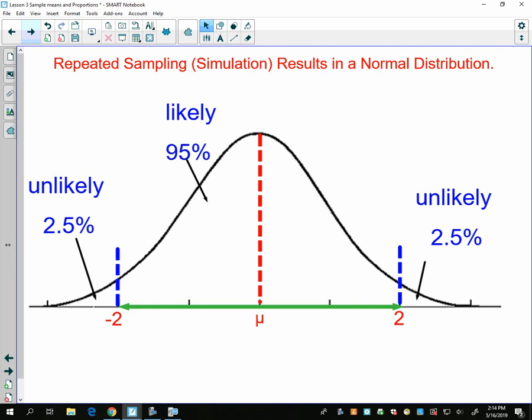This is a type of simulation. So taking X bar after X bar after X bar and taking P hat after P hat after P hat, you're simulating what could happen. And computer programs do this for us. Our calculator is actually going to do it. We're going to do it today.